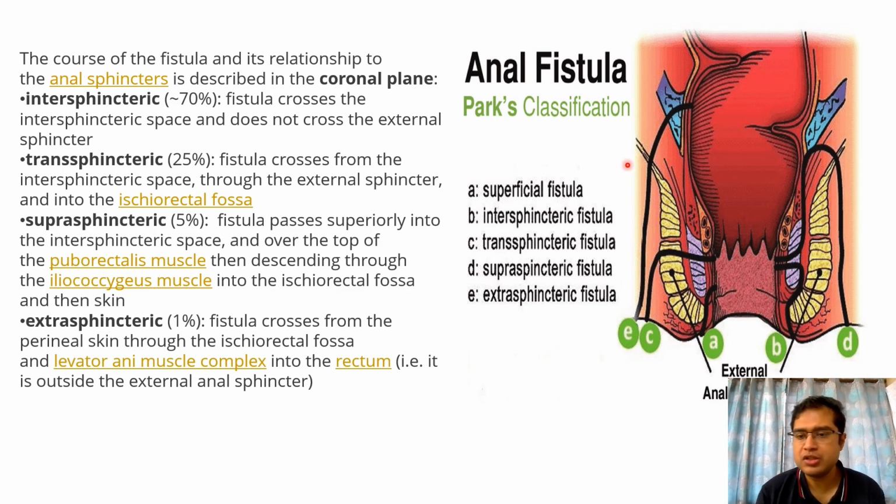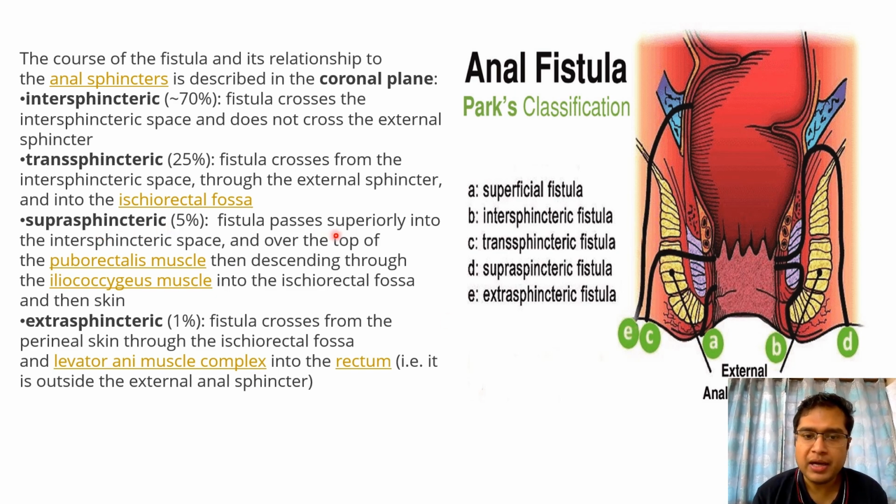So the intersphincteric fistula, which is the type B here, we can see that the fistulous tract actually reaches the intersphincteric space, that is the space between the internal sphincter and the external sphincter, and then reaches the perianal region. The fistula crosses the intersphincteric space and does not cross the external sphincter here. Transsphincteric is the type C here, where the fistulous tract courses through the external sphincter as well and reaches the ischiorectal fossa.